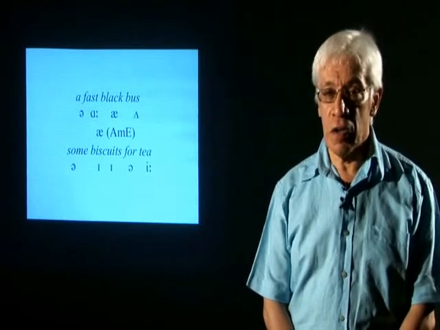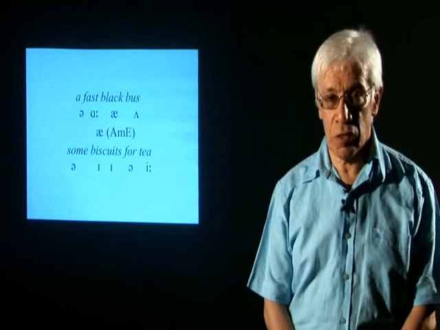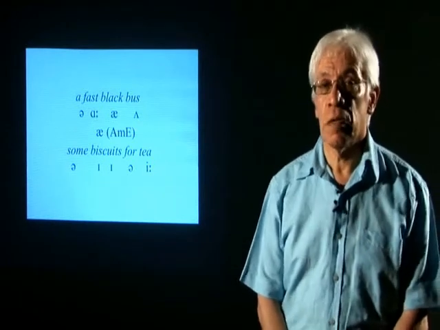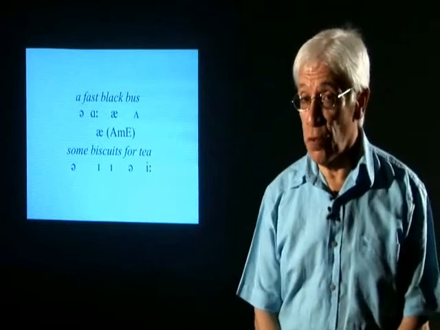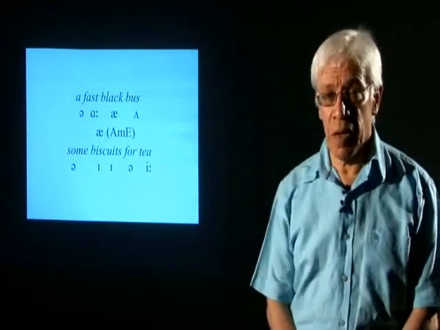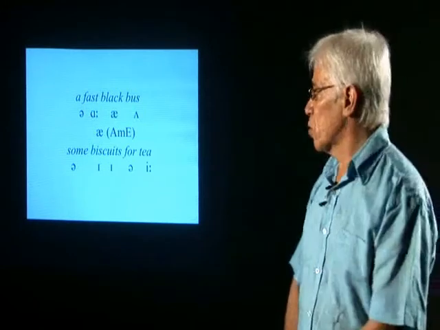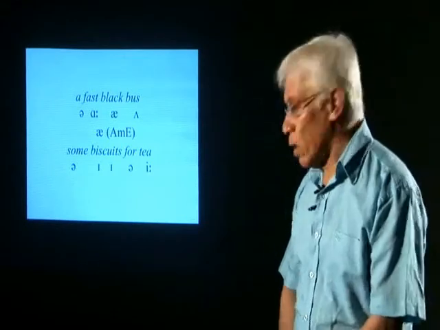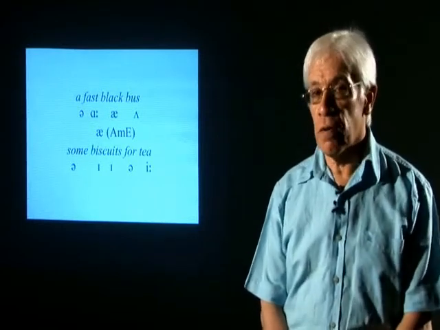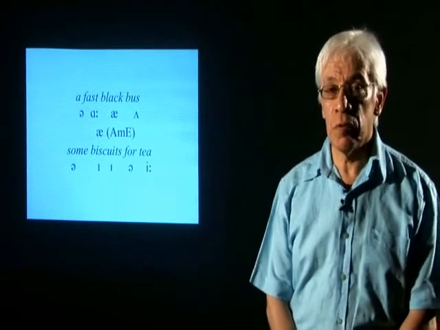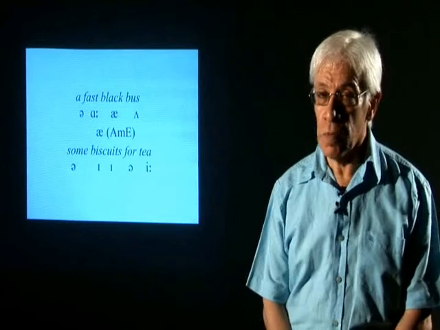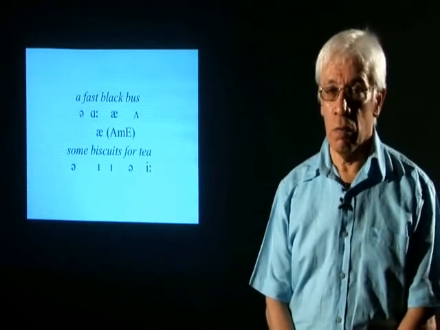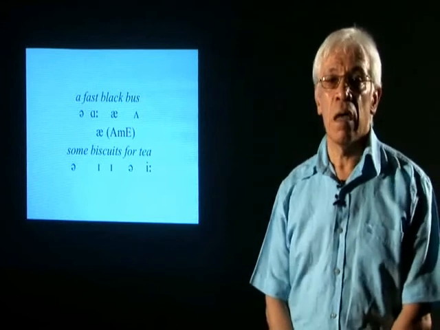Listen again. A fast black bus. And those are the symbols. Fast is vowel number 5 in British English. Then the word black, which is vowel number 4. And finally, bus. Bus is vowel number 10. I've put there on the slide the American version for fast. In American English, most people say fast, vowel number 4. So let's say then again the British version, that would be a fast black bus, whereas in American English this would very likely be a fast black bus.